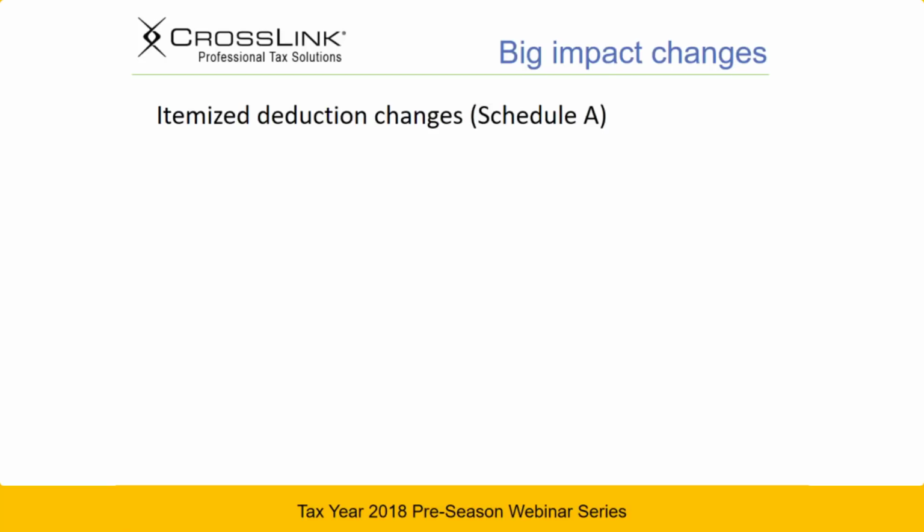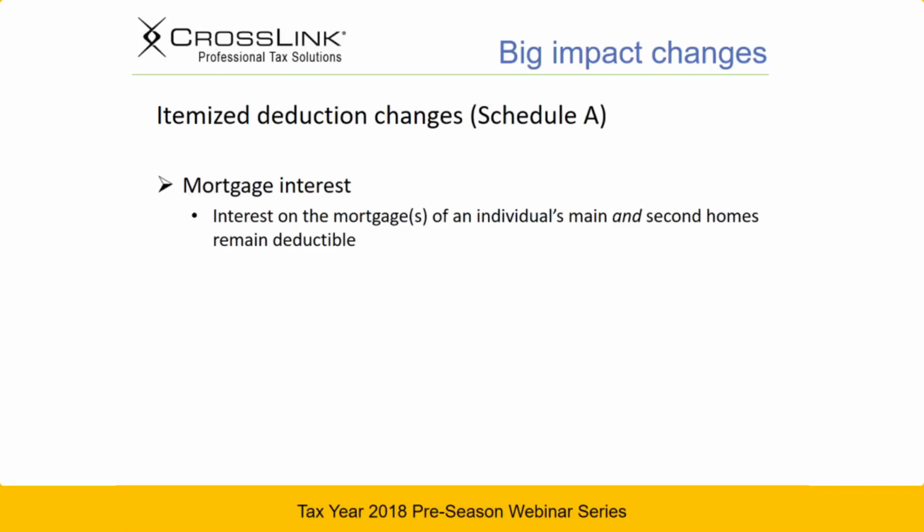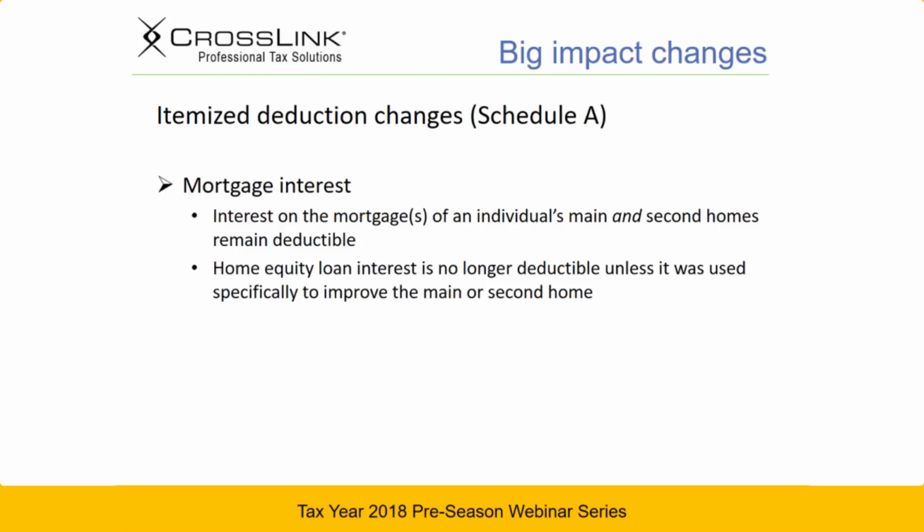Continuing on with itemized deduction changes for Schedule A, very important when it comes to mortgage interest. And this is an update from the presentation that we actually did in November, so we want to make sure that you're very clear that interest on the mortgage or mortgages of an individual's main and second homes remain deductible. When it comes to home equity lines or home equity loan interest, it's no longer deductible unless it was used specifically to improve the main or second home. So in other words, if somebody has a line of credit and they want to use that to pay off debt or take a vacation or do any of those types of things, that interest is no longer going to be deductible.